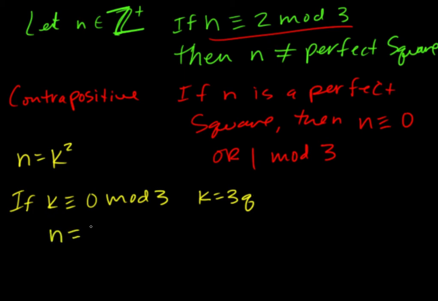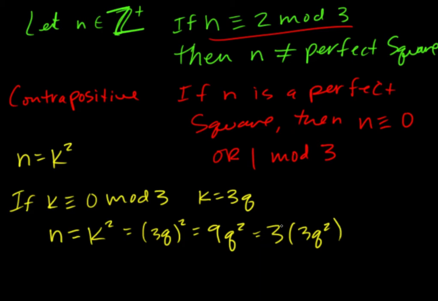If we do n is equal to k squared, we plug that in, so it's 3q squared, which would be 9q squared. We try to factor out a 3 to see if it's divisible by 3. And since we can factor out a 3, we know it's divisible by 3, and therefore we know it's congruent to 0 mod 3. Oh, I guess congruent. I was saying equivalent. Should be congruent.